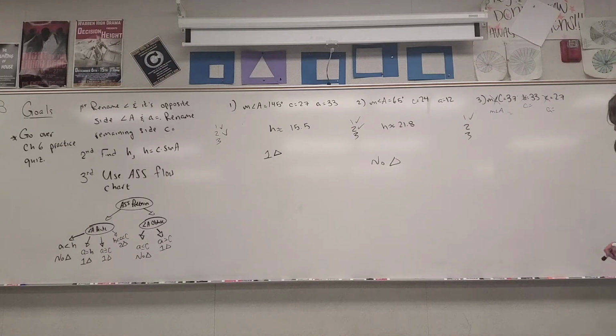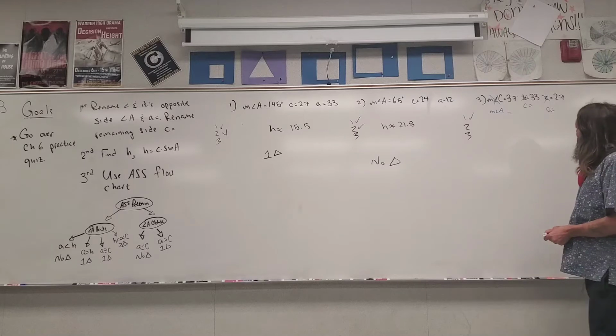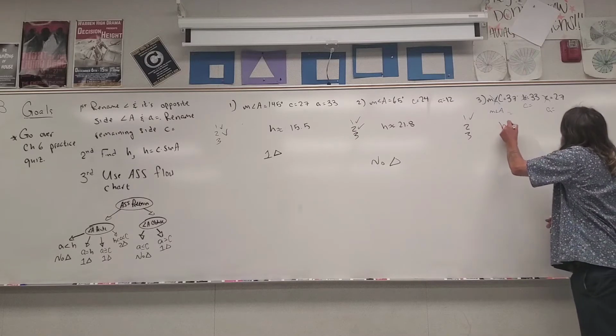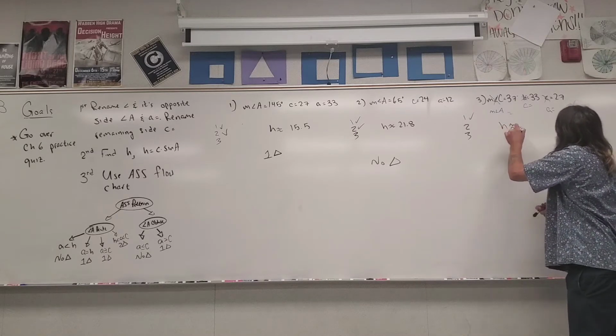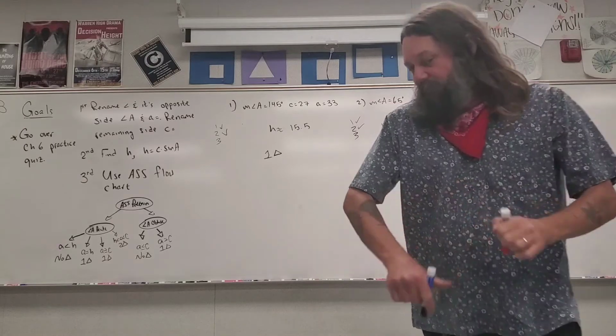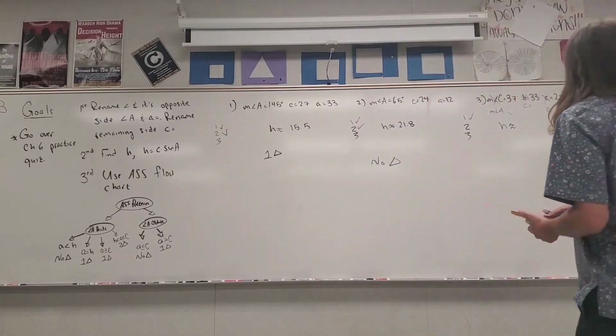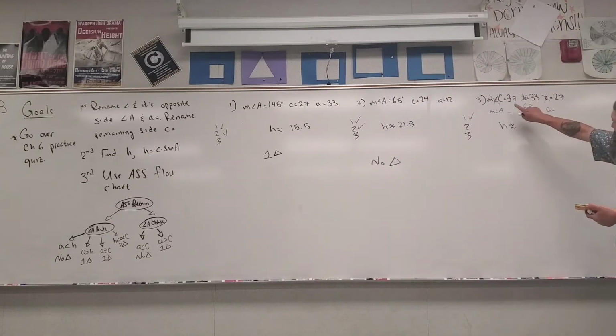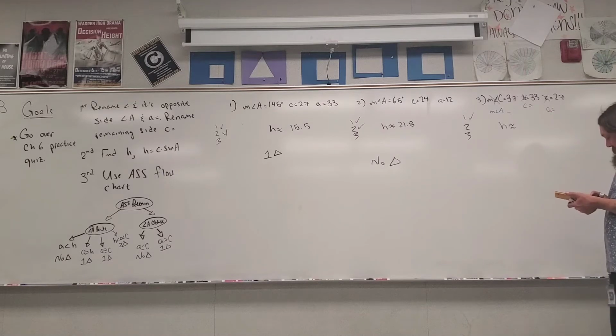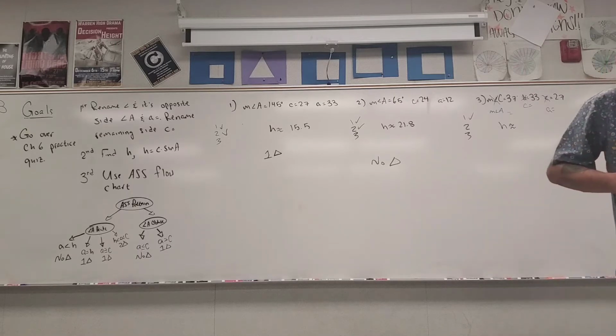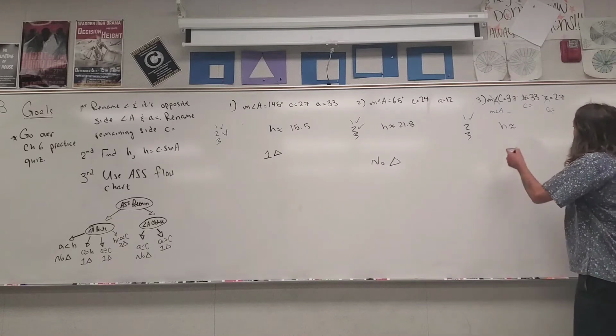All right, so now let's calculate the height here. We need to find the height. The height is roughly going to be equal to, let's see, my value of C now is 33, so it's 33 times the sine of 37. And that's 19.85, so we'll round that to 19.9.